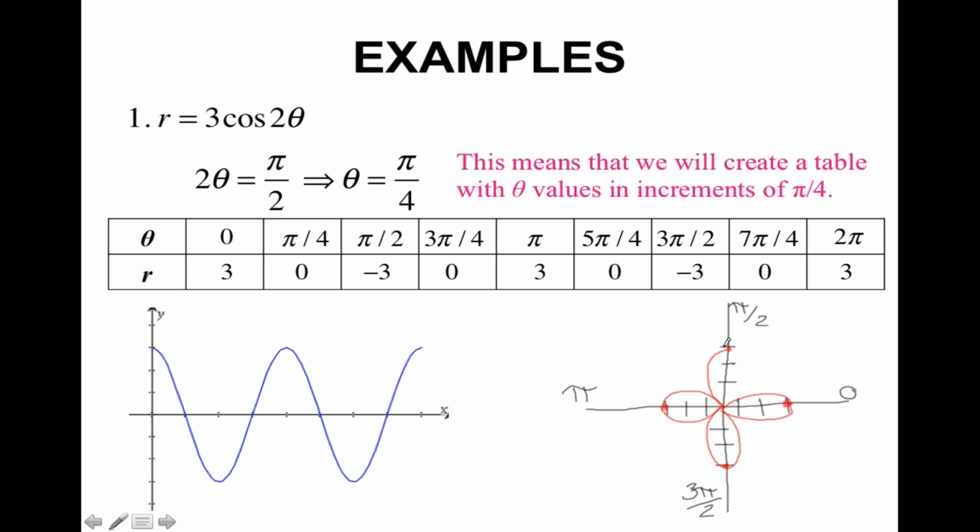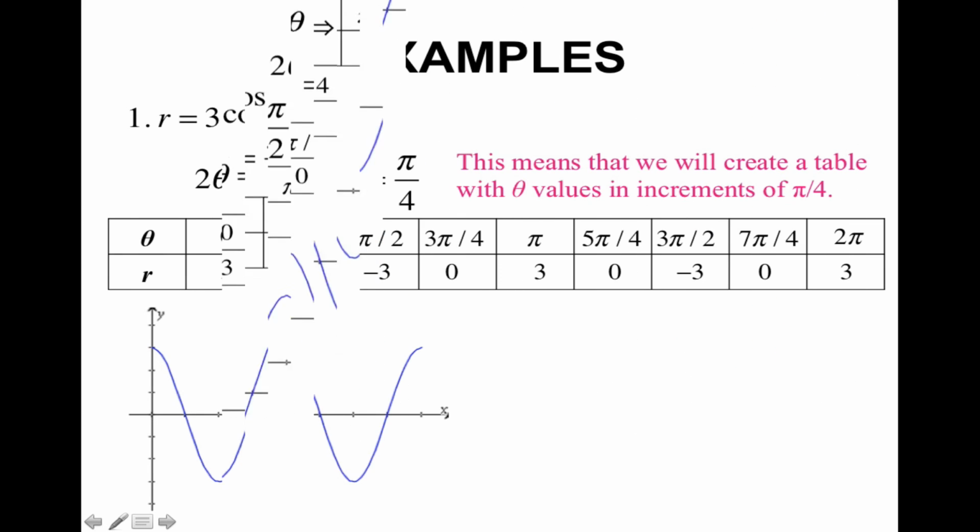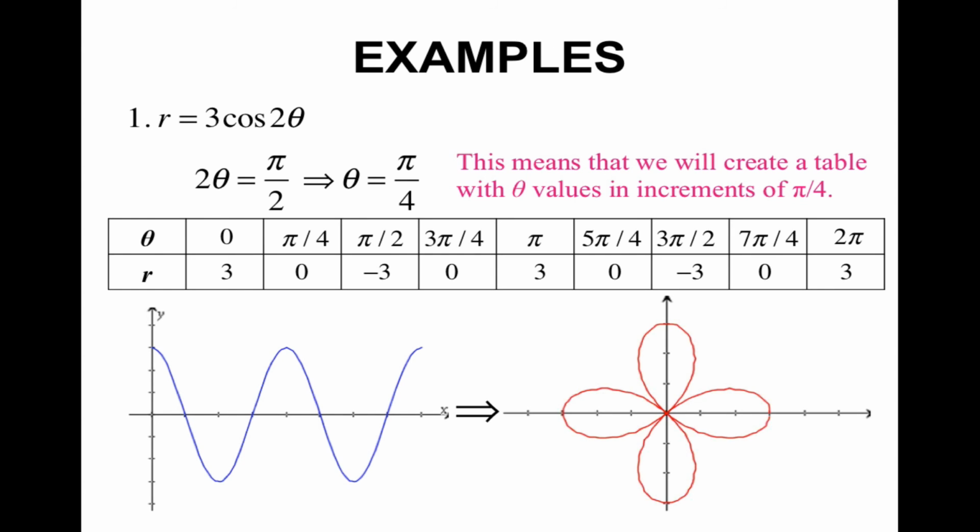And then 7 pi over 4, going back to the 0. And there is my petal shape polar grid. Now if you want what it actually looks like, it looks better like that versus my hand drawing on the computer. All right, now let's try another one, and I want you to try this one on your own.